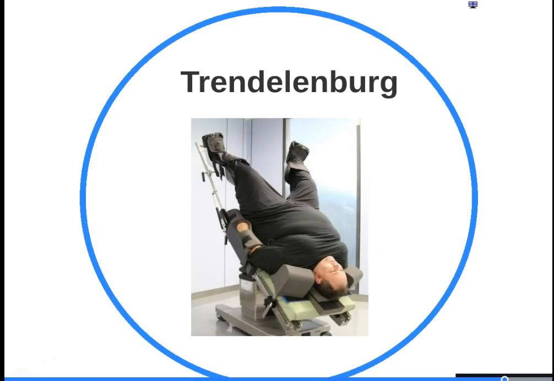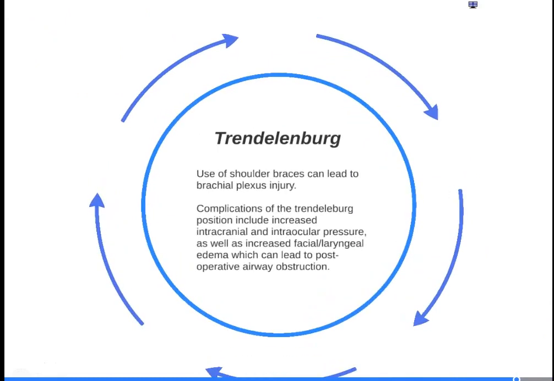So the main concern here is your brachial plexus being damaged, and I've already reviewed several times that damage to the brachial plexus would cause numbness, tingling, and weakness of the entire arm, including loss or weakness of hand strength. So Trendelenburg use of shoulder braces can lead to brachial plexus injury. Nice. So complications of Trendelenburg position include increased intracranial pressure. Say you have a brain injury, this would not be the position for that. Also intraocular pressure, as well as increased facial or laryngeal edema, which can lead to postoperative airway obstruction.